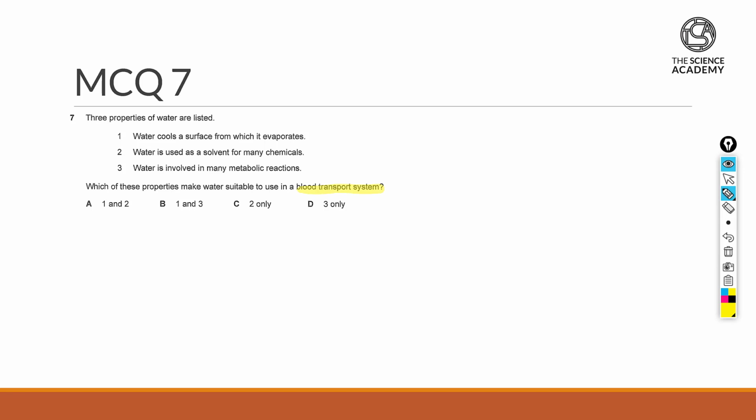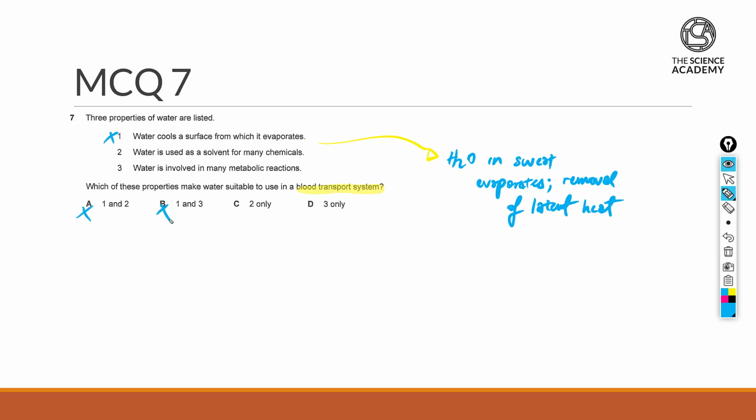Cools a surface from which it evaporates. Now this is the main mechanism that as we undergo homeostasis, the body cools itself when the water in sweat evaporates. We'll say that this act of evaporation actually causes the removal of latent heat. And since in the previous MCQ we know that enzymes are very sensitive to heat changes, the act of sweating is actually very important to maintain a constant internal environment. But this is not anything to do with the blood transport system, so 1 is out, meaning that A and B are out by themselves.